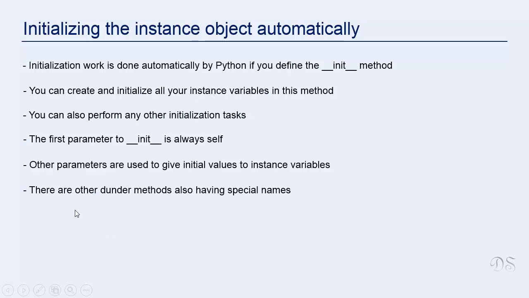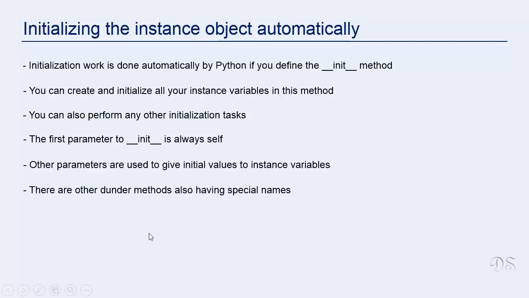These types of methods that have special names and have double underscores before and after their names are called magic methods in Python. The magic is that they are not called directly. They are called automatically in certain contexts. We'll learn more about these methods later in this course.